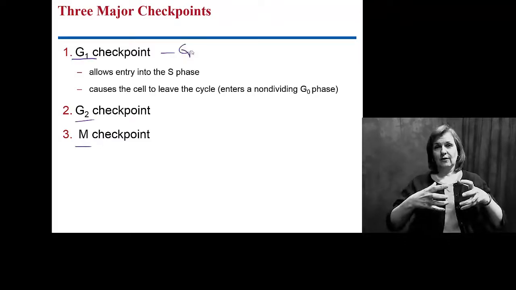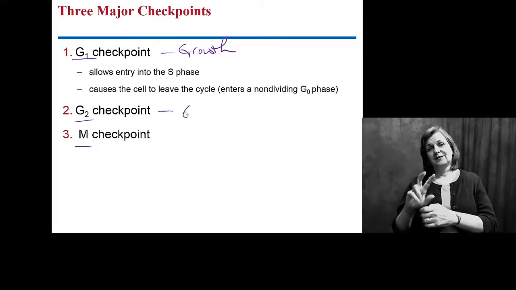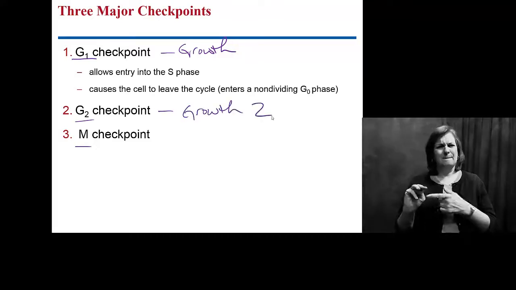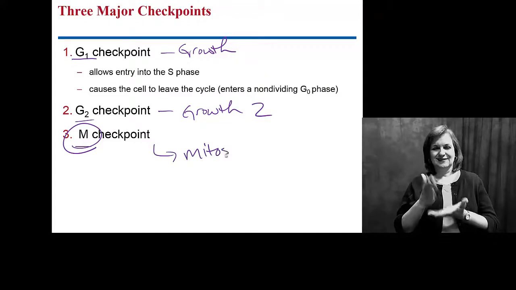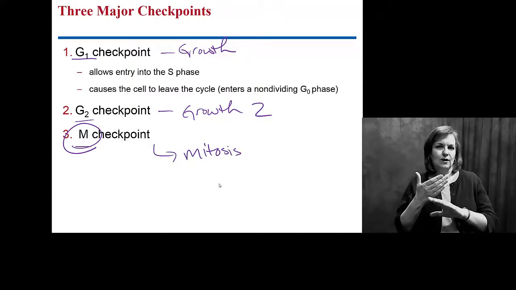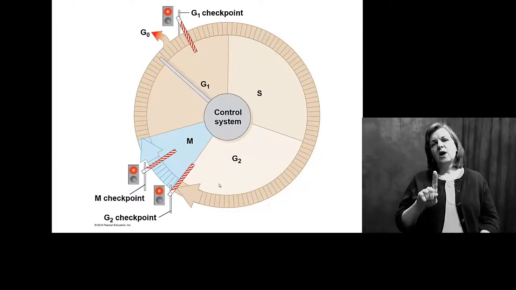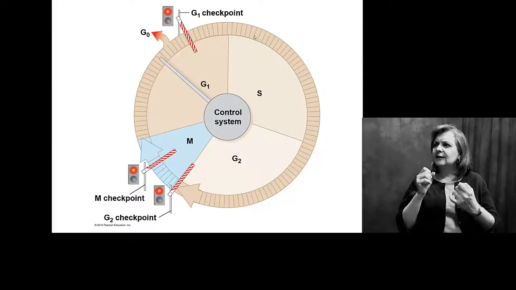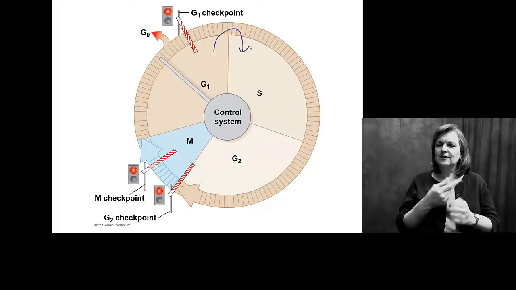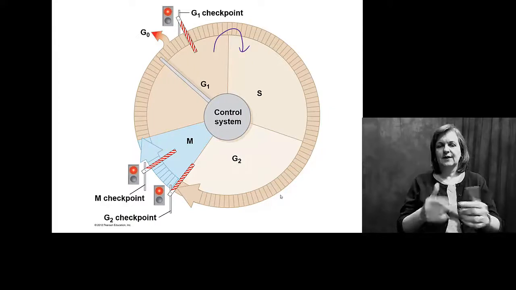Well, G1 is growth, right? So you can stop the cell cycle in the first growth pattern. You can also stop it in the second growth pattern. Or, what would M be? Mitosis. So you can stop it right before mitosis begins. When we look at this process, the G1 checkpoint says, okay, do we have enough nutrients, resources, and signal to move from G1 to S? If it's a red light, no. If it's a green light, yes.